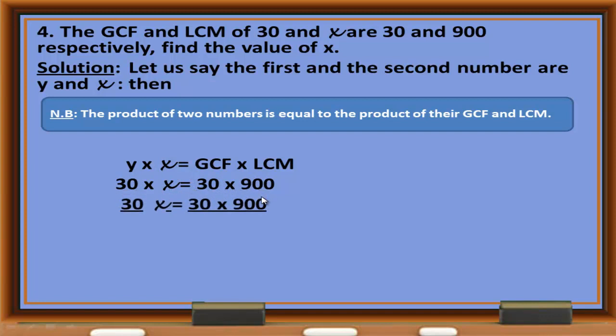Then 30 times X is 30X, which is equal to 30 times 900. Let's divide both sides by 30. 30 divided by 30 is 1. 30 divided by 30 is 1. Then the value of X will be 900. The second number is 900.